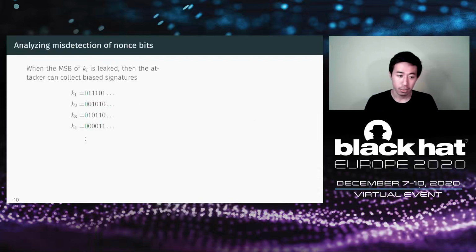In practice, we have to consider some erroneous leakage information. So let's begin with the easiest example. Of course, in an ideal case, if the attacker knows the most significant bit of nonce k with probability 1, then the attacker can collect the completely biased signatures like this.